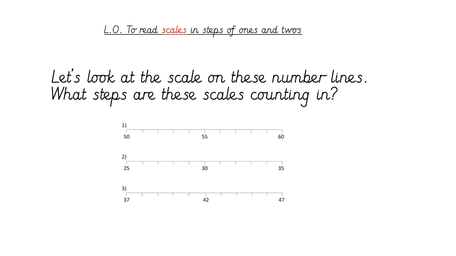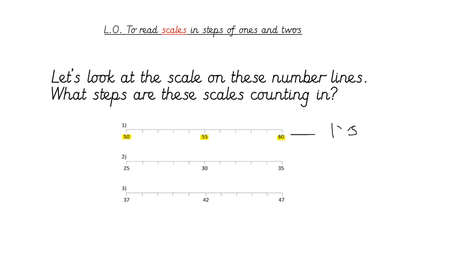Let's look at scales using number lines. What steps are these counting in? So here we start at 50. Then we've got, these are blank numbers, so we don't know what numbers these are. This one's 55 in the middle and the last one's 60. So first of all, I'm going to see if they count in 1s. So 50, 51, 52, 53, 54, oh, 55. So it does count in 1s. So this one goes up in 1s.